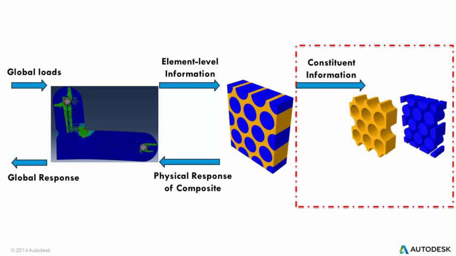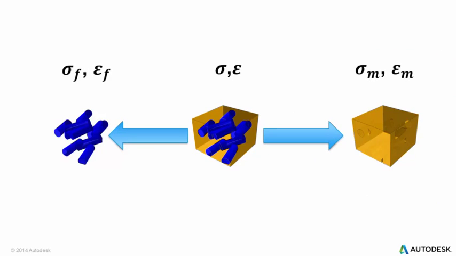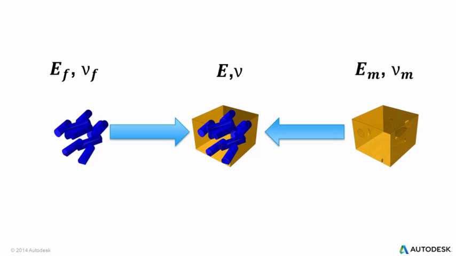Autodesk Helius PFA also forms the response of the constituents to drive the response of the composite, which in turn feeds back to the finite element analysis through traditional methods. For chopped fiber materials, Autodesk Helius PFA acquires the fiber and matrix information through a Mori-Tanaka decomposition to perform plasticity calculations and matrix cracking calculations at the matrix level. The response of the composite is then built back from the constituent information to feed the analysis.